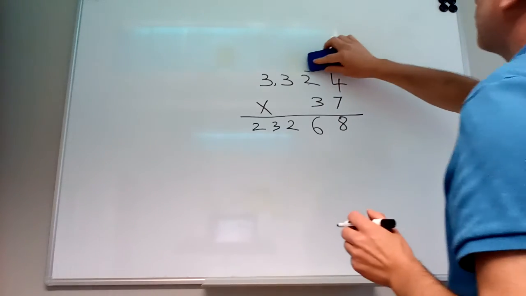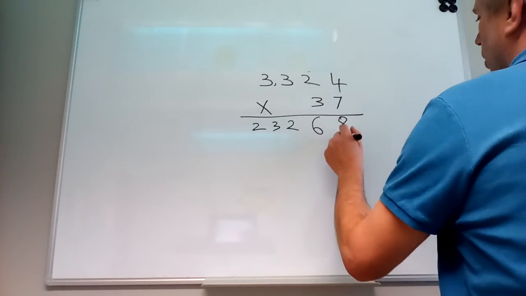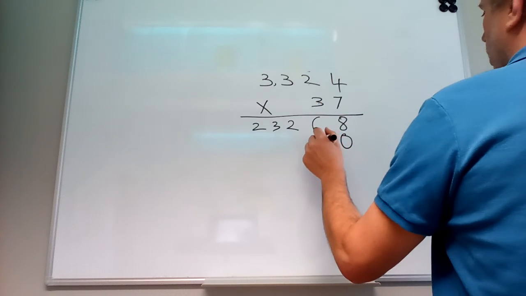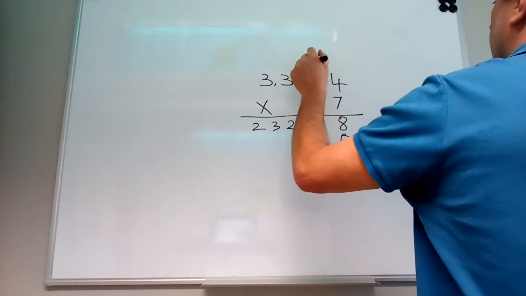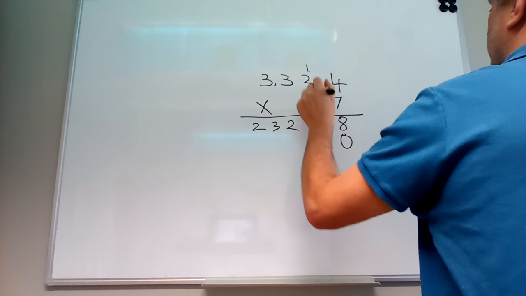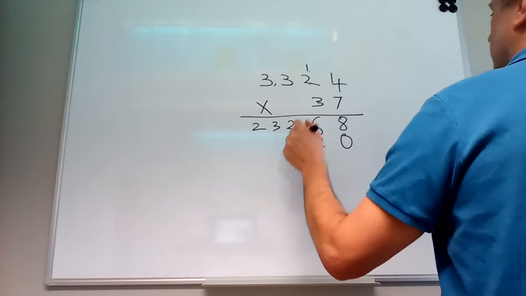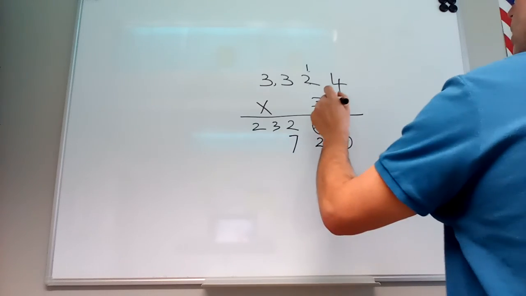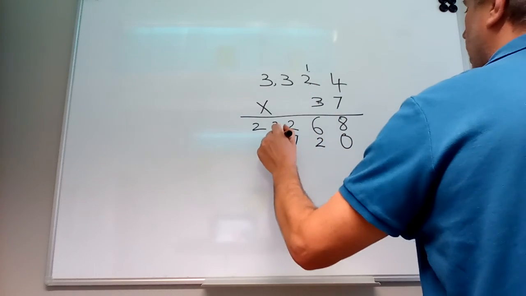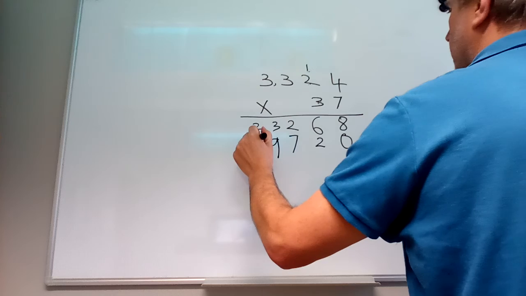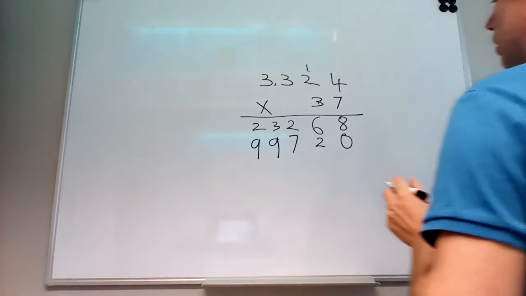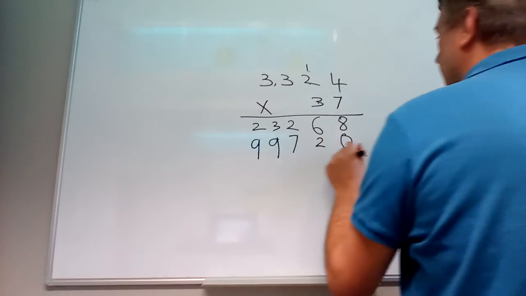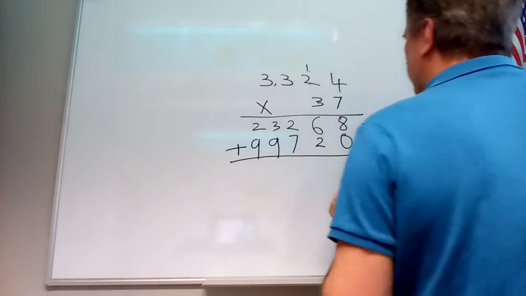So remember, put our 0 for a placeholder, and then we got 3 times 4 is 12. We're going to put our 2 and carry a 1. 3 times 2 is 6, plus 1 is 7. So we just put our 7, there's nothing to carry now. Then 3 times 3 is 9, and 3 times 3 is 9 again. So then we're going to add these together to get our final answer.